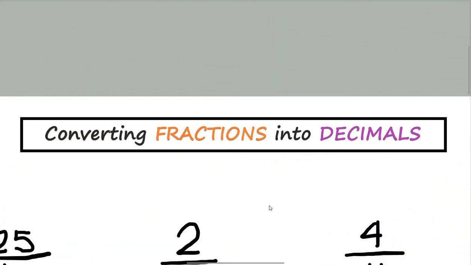Converting fractions into decimals. As I've told you in our past topics, in fractions and decimals, they are just the same. They are both incomplete whole numbers. So it means a fraction can be a decimal and a decimal can be a fraction. But today, we're going to convert fractions into decimals first.